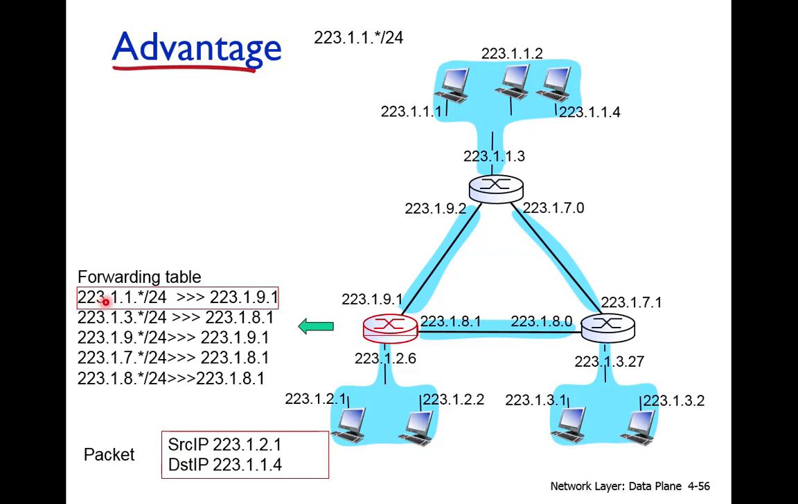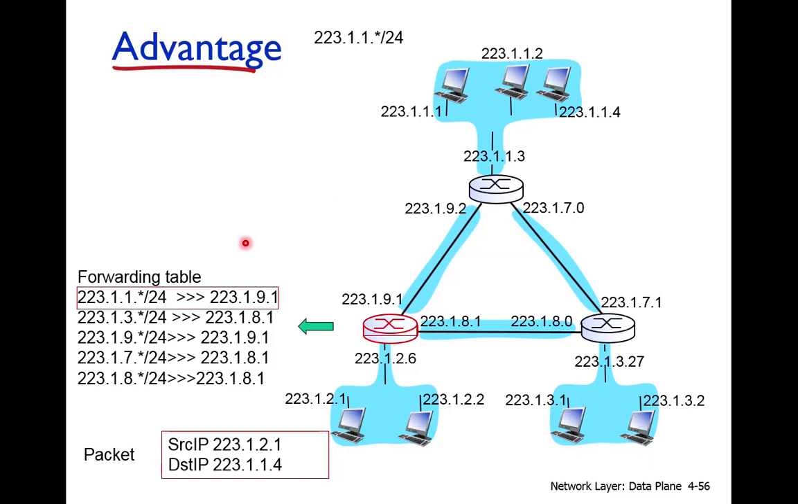So it means that in the longest common prefix matching, for this destination IP address, the first byte matches all entries, the second byte matches all entries, but the third byte matches only this one. So the first three bytes match only this entry, and only two bytes match the rest. So the longest match is this one, the first three bytes match this entry. So this entry will be used. For this entry, the packet should be forwarded to this IP address, so the packet will be forwarded to this link.